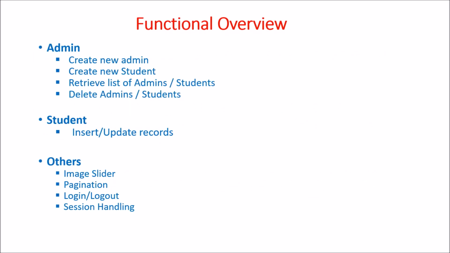In the functional overview, as discussed, we have two roles, admin and student. Admin can create a new admin. Admin can create a new student. So let's suppose a new student came to the college for registration. The admin can create that particular student in the system, that is, he can create the student's profile in the system.